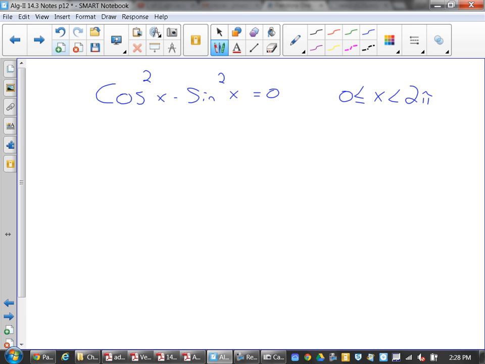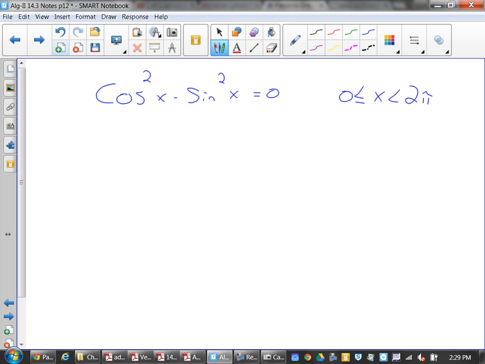Now, in this one, I have cosine squared minus sine squared equaling 0. You want to say it's 1, but that's when it's adding. When you're subtracting, it's different. Does it matter which one you choose to replace? No. So far today, we've been replacing cosine squared with sine squared. You want to just continue that? Sure thing. But I already replaced sine squared. All right, we'll do sine squared.